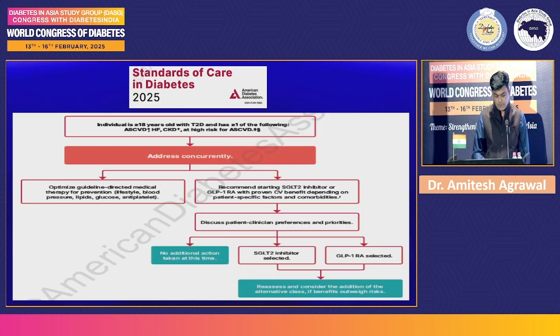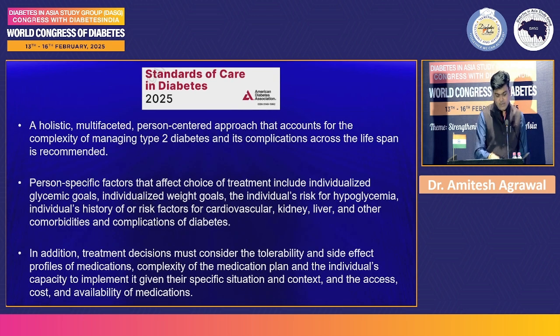So coming back to the standard of care in diabetes slide, as you can see, the recommendation said use an SGLT2 inhibitor or GLP-1, but the flowchart again went to the same: discuss the patient and clinician preferences and priorities. Now this is a very important line. And then it said if you can do it, do it. If not, then don't do anything. No additional action is taken at that time. You have to stop and reassess.